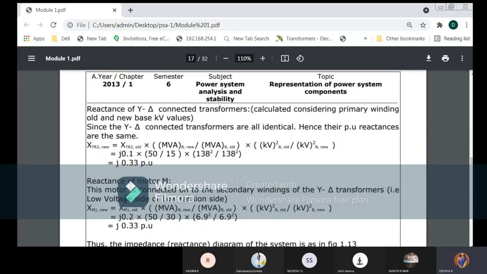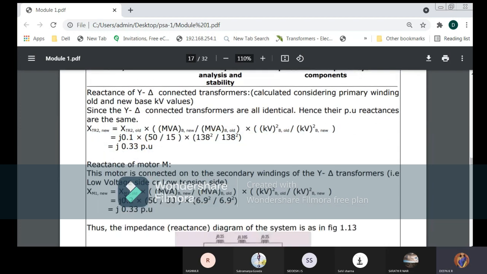The next part is the reactance of a motor, both having the same value. So you write the reactance; the motor is given in the problem. It is 20%, 30 MVA, 6.9 kV. So 20% means you write 0.2, into new MVA 50, as per problem 30, and kV base old value is 6.9, and we calculated in the problem also it is 6.9. So do this, you're going to get an answer of j0.33 per unit. So with all the values, we have to write the impedance diagram.